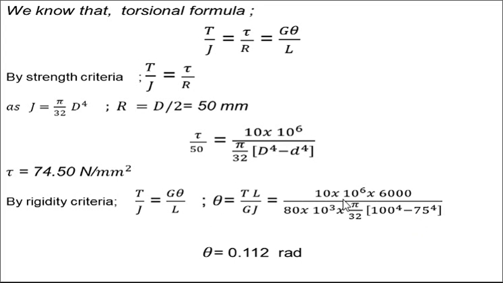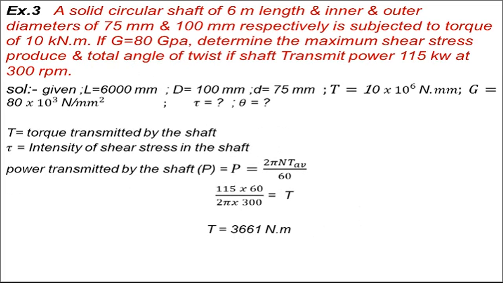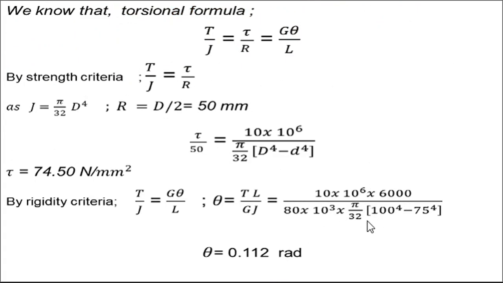So putting all these values here, torque 10 raised to 10 into 10 raised to 6, that is Newton into mm, and length 6000 in mm. After solving this we'll get the theta value 0.112 radian. So theta is the angle of twist made in the shaft, 0.112 radian. That's it. Both of these objectives are satisfied: we determined the maximum shear stress, tau maximum, and the angle of twist also.